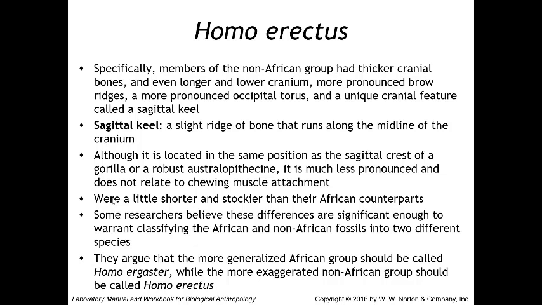Homo erectus, the Asian counterparts, were a little shorter and stockier than their African counterparts. Some researchers believe that these differences are significant enough to warrant classifying the African and non-African fossils into two different species. They argue that the more generalized African group should be called Homo ergaster, while the more exaggerated non-African group should be called Homo erectus. So Homo erectus and Homo ergaster are sometimes used interchangeably. Just know that Homo erectus is now used for the non-African group, and Homo ergaster for the African group.